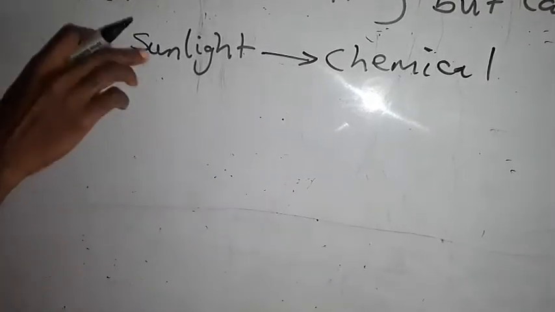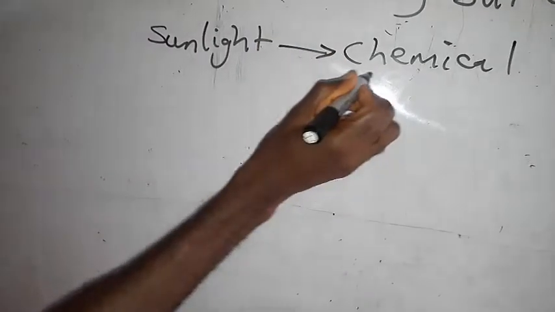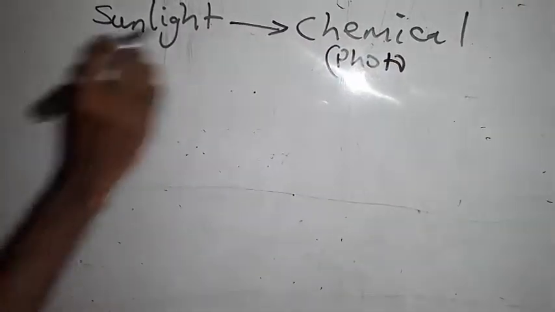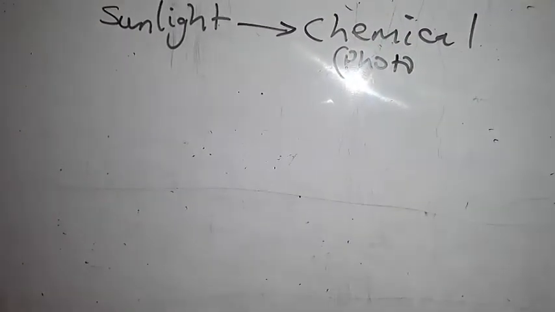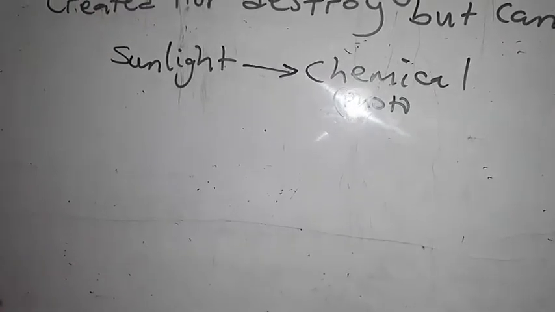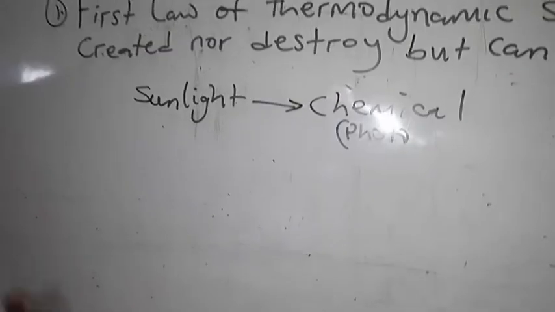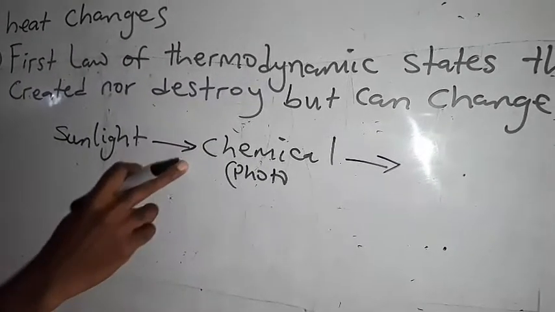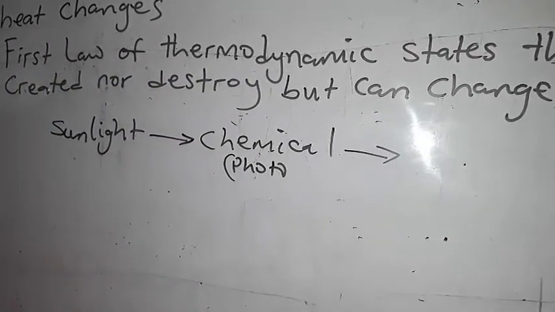So you can see that the energy was not destroyed. During photosynthesis, the energy was changed from sun to chemical. That means the energy was not destroyed; it only undergoes changes. Even this chemical energy can be changed to any other form of energy.